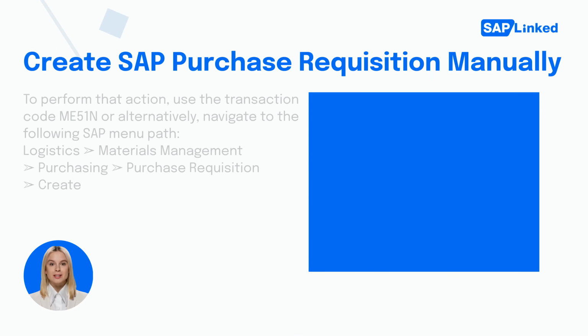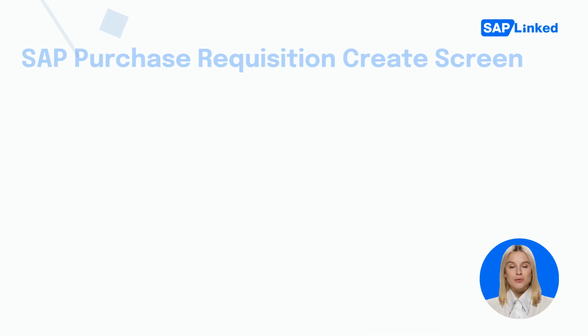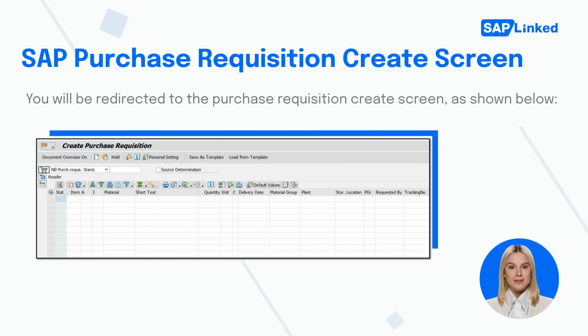This section outlines the process by which a requisitioner can manually create a SAP purchase requisition. To perform that action, use the transaction code ME51N, or alternatively, navigate to the following SAP menu path: Logistics, Materials Management, Purchasing, Purchase Requisition, Create. You will be redirected to the Purchase Requisition Create screen, as shown below.